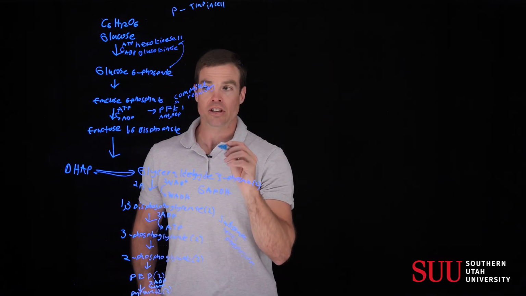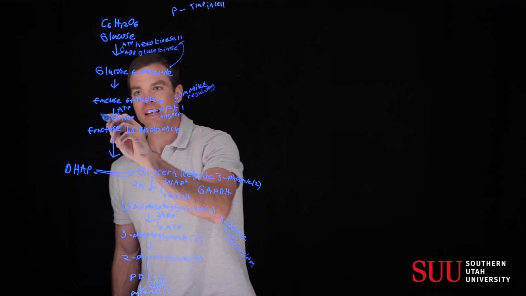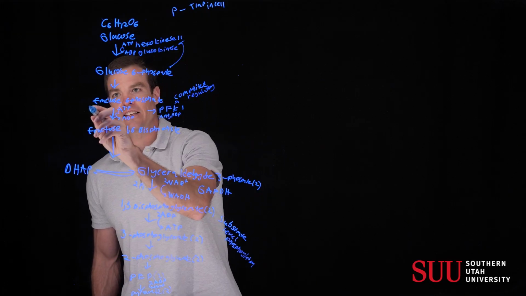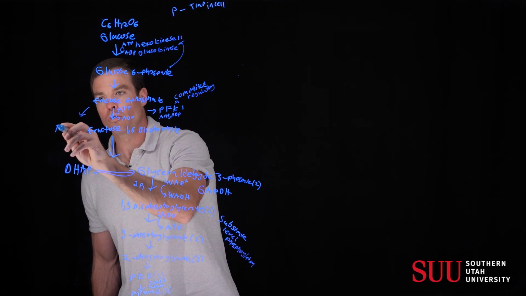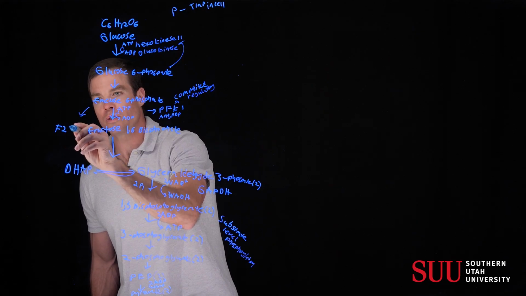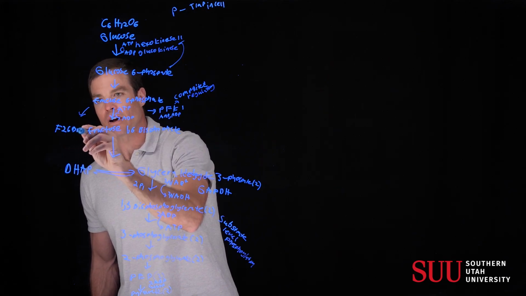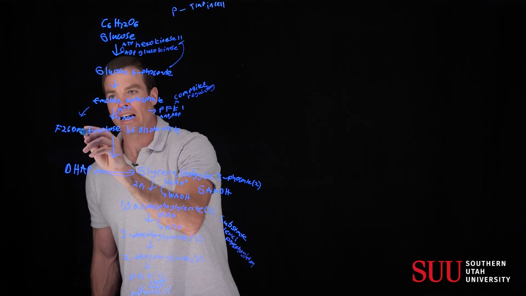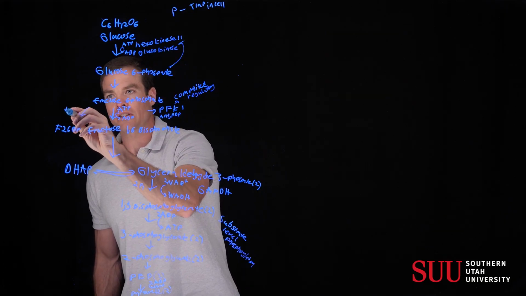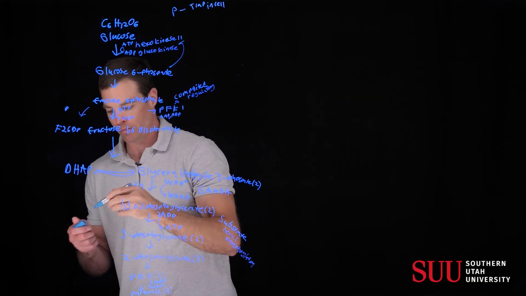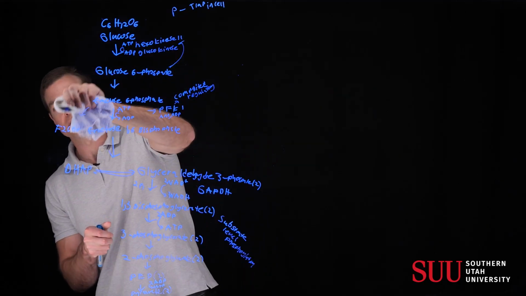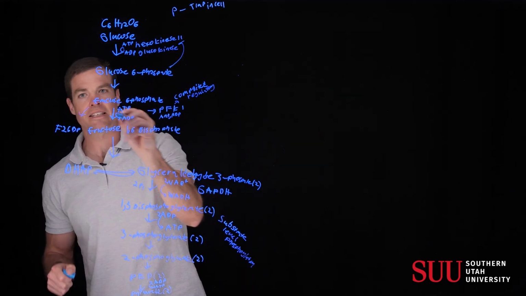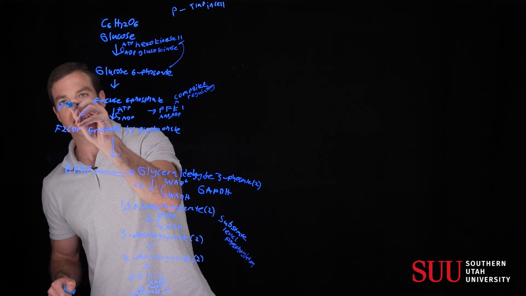There's another very important enzyme that can take this molecule and make fructose 2,6-bisphosphate. Let me write this a little bit bigger here. But this is the same idea. This enzyme would be called PFK2.